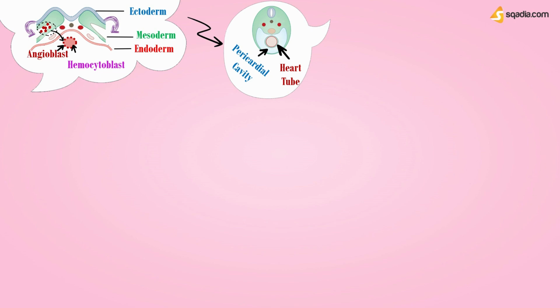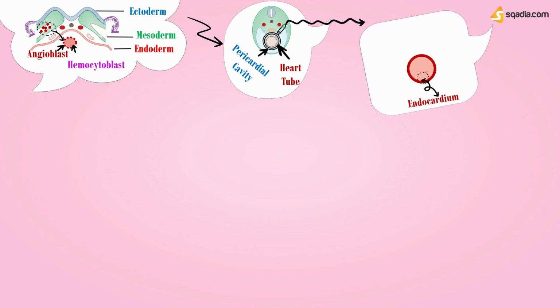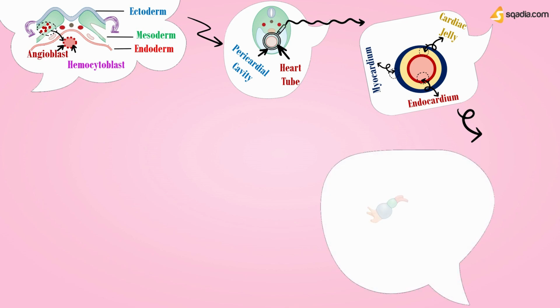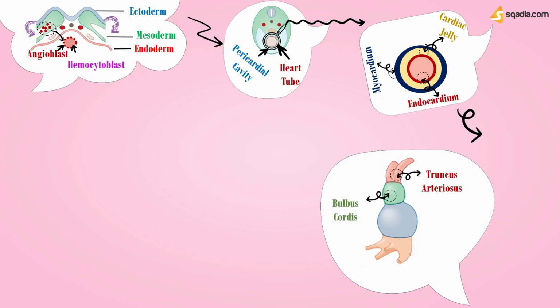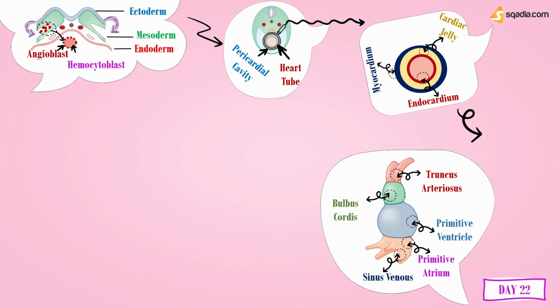Yes, ma'am. Heart tube has 3 layers: endocardium, myocardium, and cardiac jelly. Then, ma'am, from this cross-sectional view, if we move out the heart tube, there are many parts of heart tube. This is truncus arteriosus. This is bulbus cordis. This is primitive ventricle. This is primitive atrium. This is sinus venosus. This is heart tube at day 22.